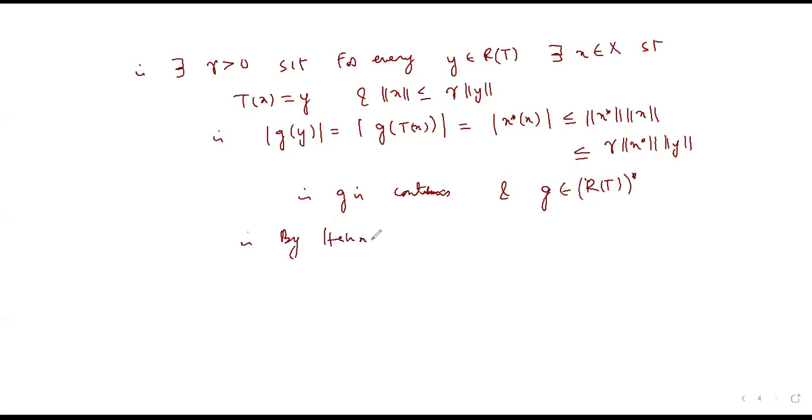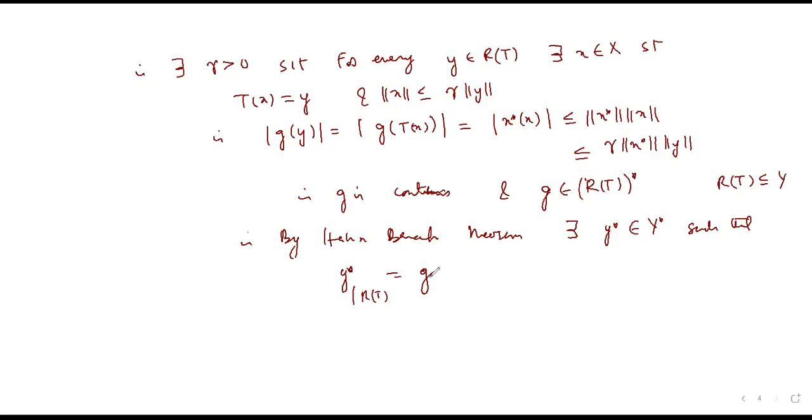By Hahn-Banach theorem, there exists, let me call it now, Y star belonging to the capital Y star, because the range of T is a subspace of Y. Such that it is an extension in Y star, when restricted to the range of T it becomes the same as G. So once we have done that, then we are done.